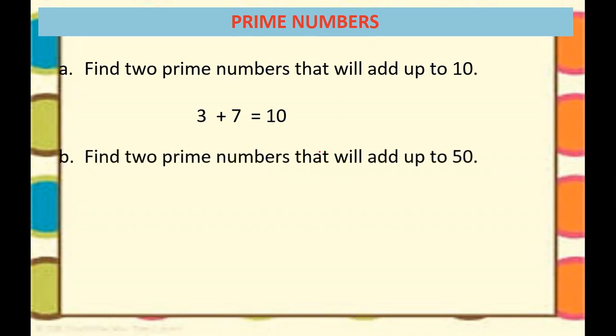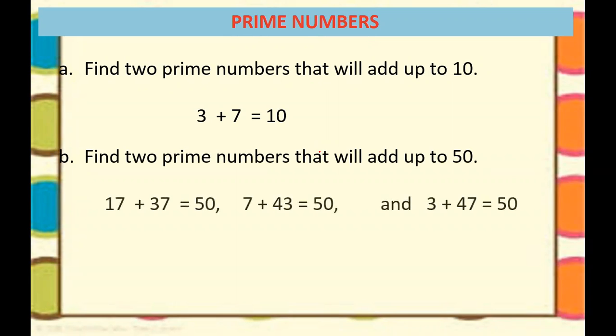How about here? Find prime numbers that will add up to 50. So think about your prime numbers. So an example is 17 plus 37 equals 50. So 17 is a prime number, 37 is a prime number, and when you add, it will give us 50. Okay? And 7 plus 43, so 43 is a prime number, 7 is a prime number, and the sum is 50.